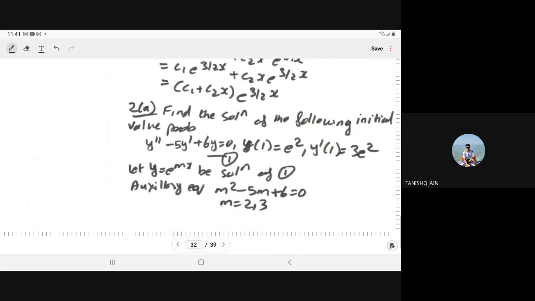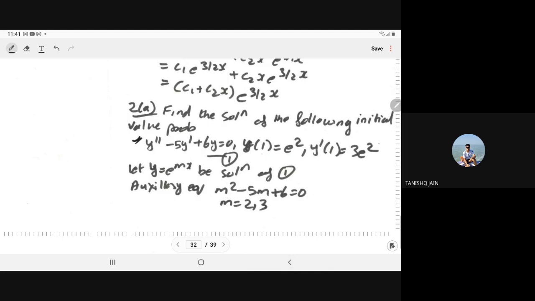Find the solution of the following initial value problem. The problem is y double dash minus 5y dash plus 6y is equal to 0, and the conditions are y(1) is equal to e to power 2, y'(1) is equal to 3e to power 2.